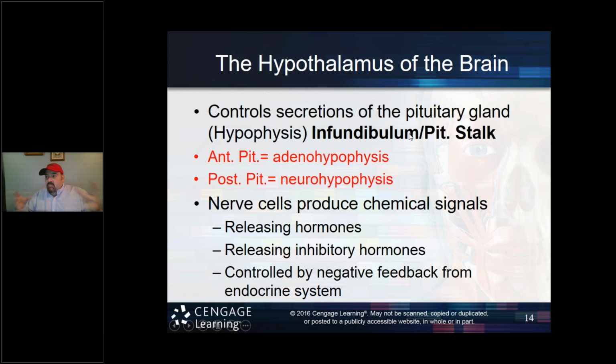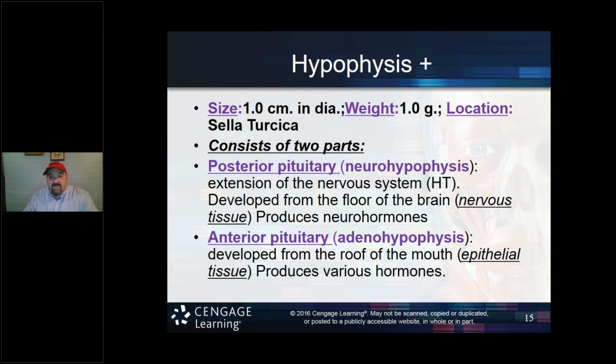So this is just the extension of the hypothalamus to the hypophysis, right? That is the infundibulum, also known as the pituitary stalk. Nerve cells produce chemical signals, releasing hormones and releasing inhibiting hormones, controlled by a negative feedback system from the endocrine system. So it lets the brain know that we have higher levels or lower levels, and what needs to take place as far as stimulatory and inhibitory hormones being released. So the hypophysis is very small as far as its area.